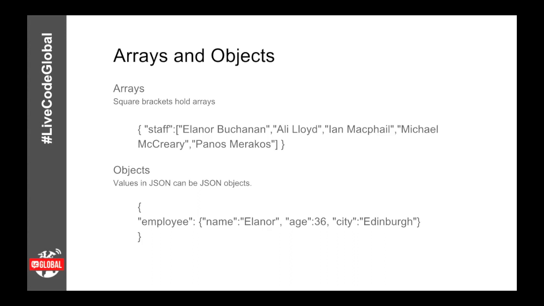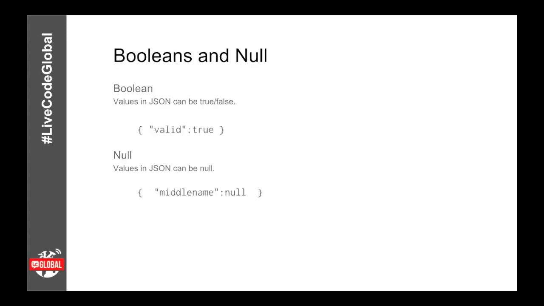And also you can have JSON objects within your JSON file. For example, here we have an employee object within our JSON object, and it has 3 name value pairs, the name, the age, and the city. And those are enclosed in curly brackets. And then finally we have booleans and null. Booleans are either true or false, and again those are not in quotes because that would make them strings. And finally the last option is that you can have a null value as well.